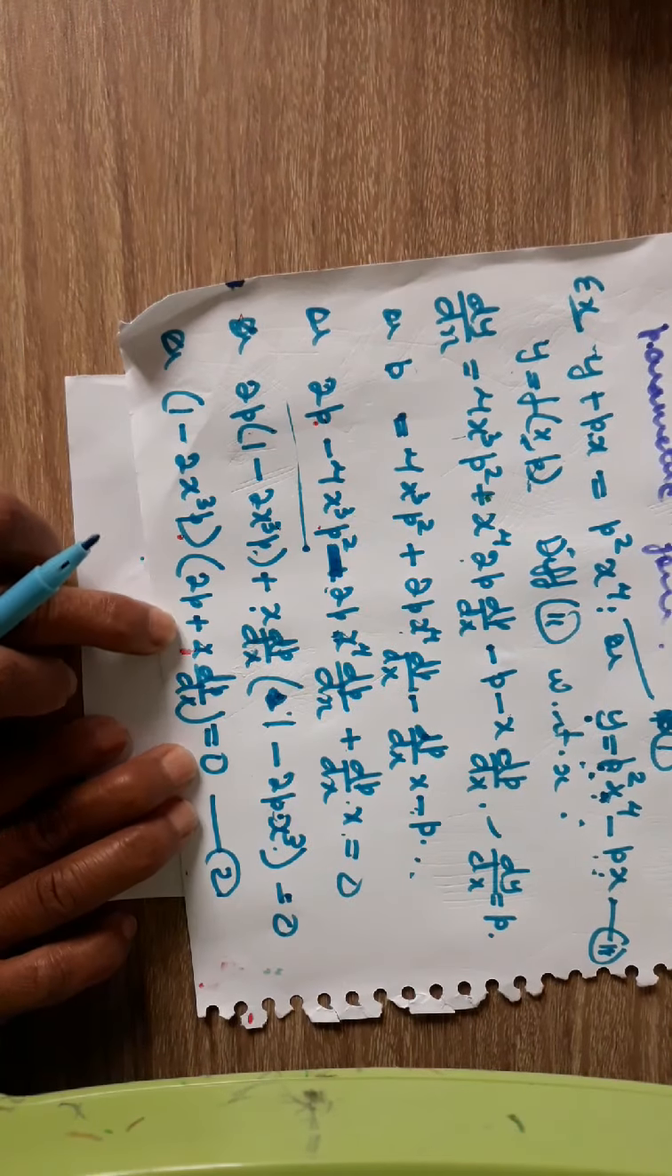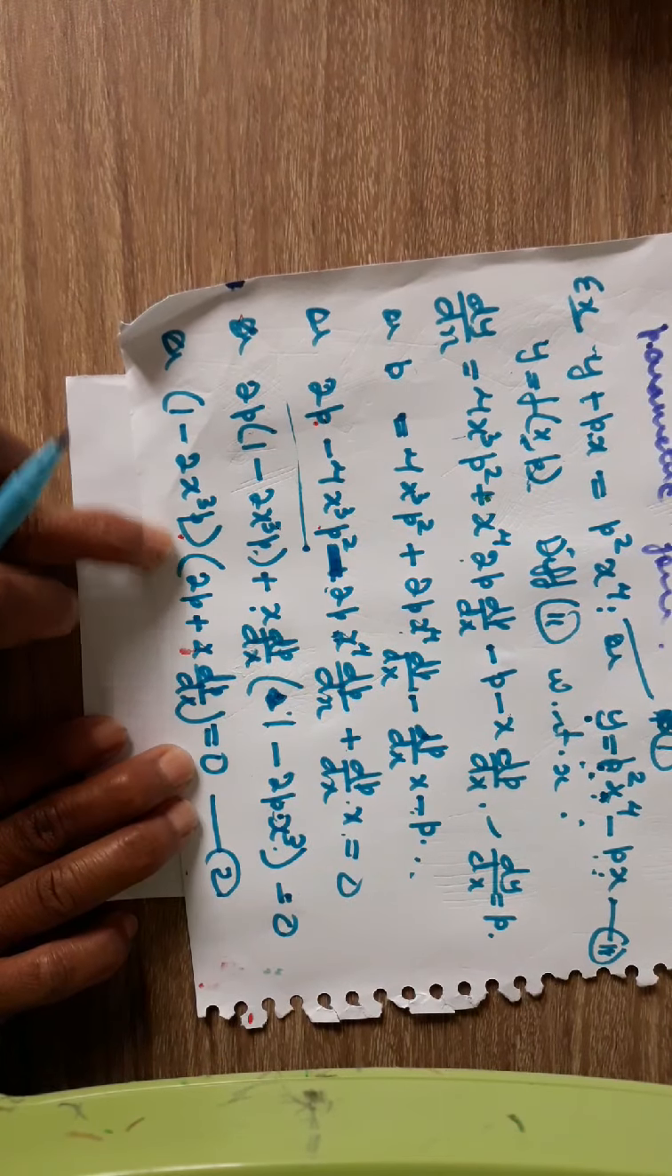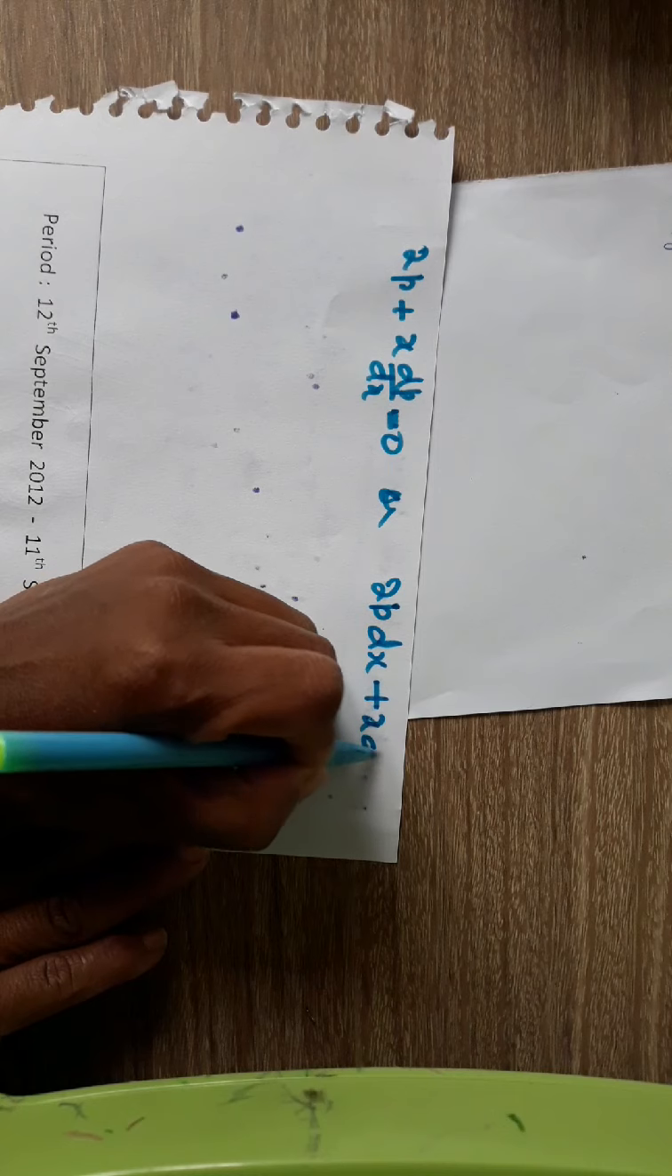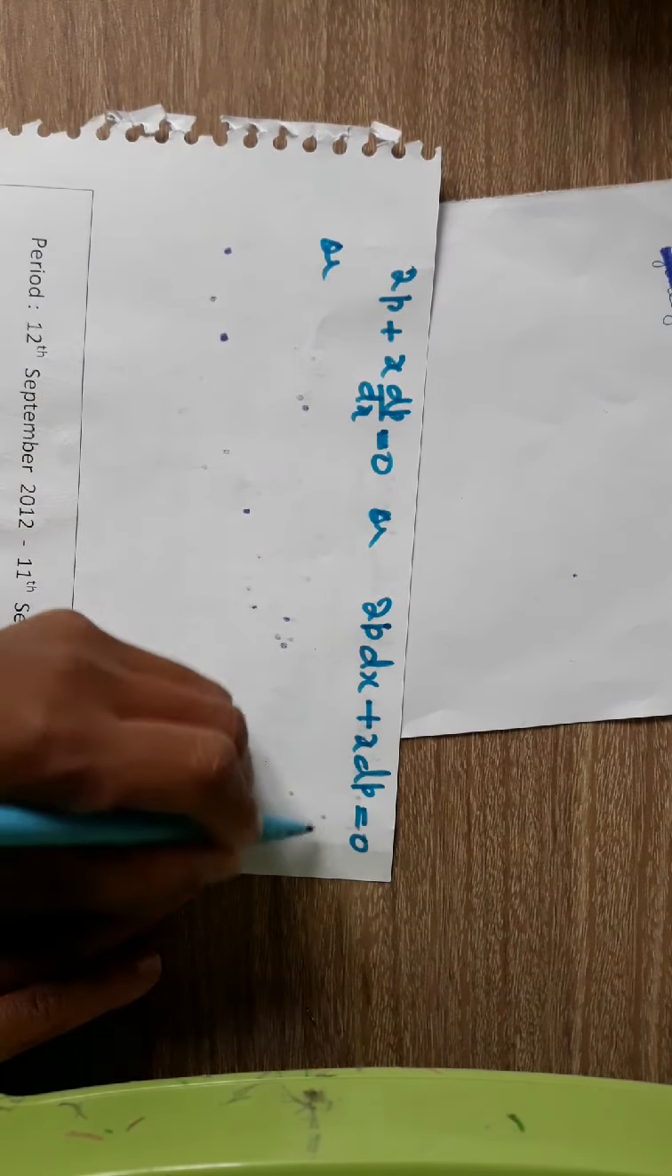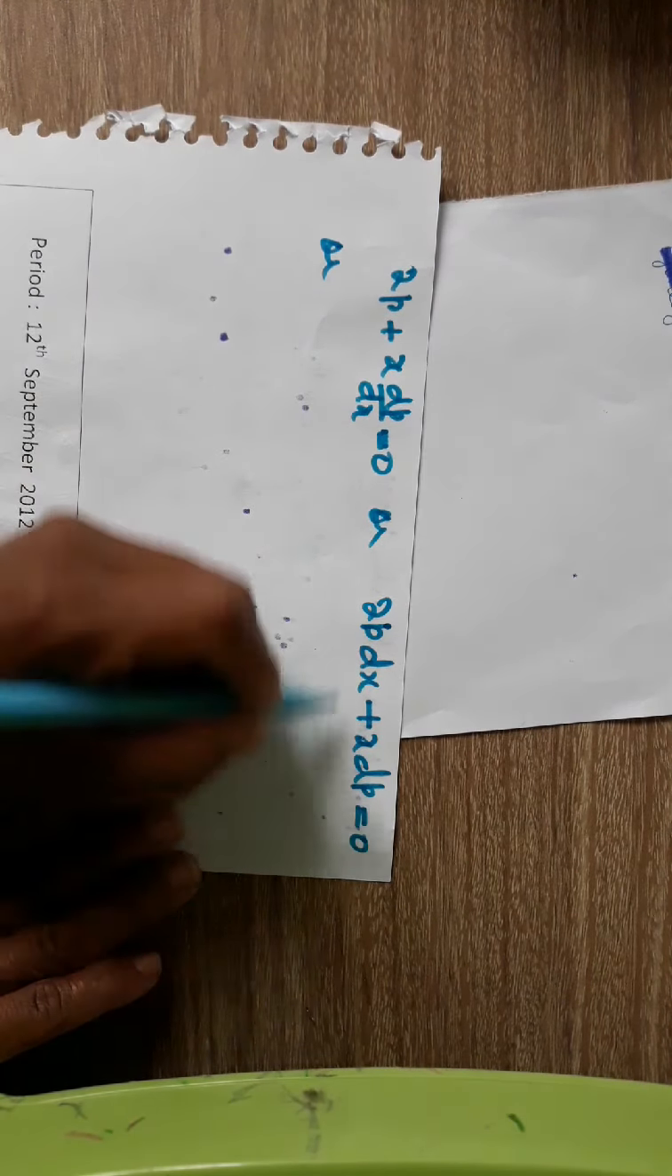From here, by neglecting the first factor, which does not contain dp/dx, equation 2 reduces to 2p + x dp/dx = 0. Or you have 2p dx + x dp = 0. Divide throughout by xp, so you have (2/x) dx + (1/p) dp = 0.